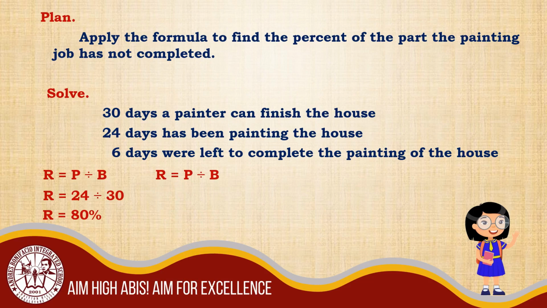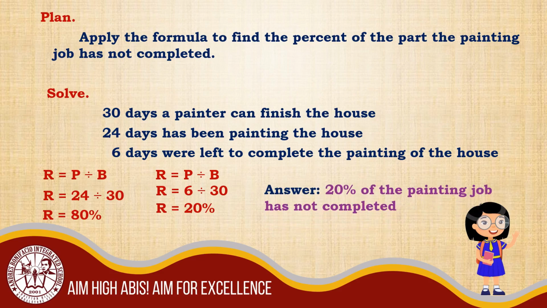So rate is equal to percentage divided by base. Rate is equal to 6 divided by 30. Rate is equal to 20%. So therefore, 20% of the painting job has not completed.